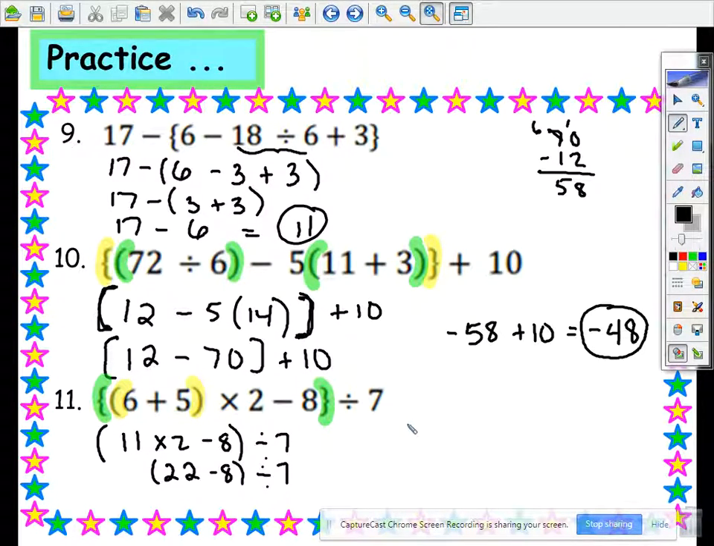So 22 minus 8, we're going to come up here. We have 14 divided by 7, and we get 2.